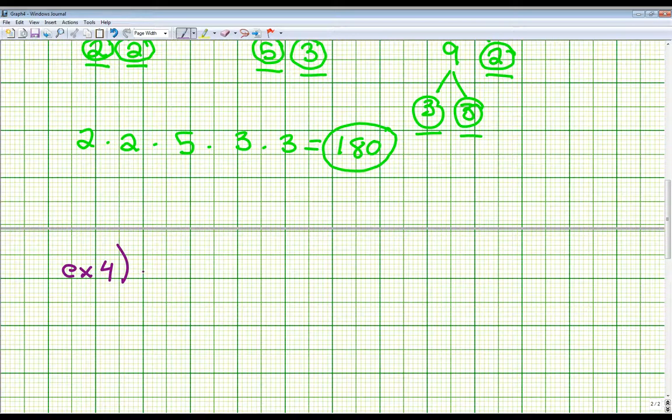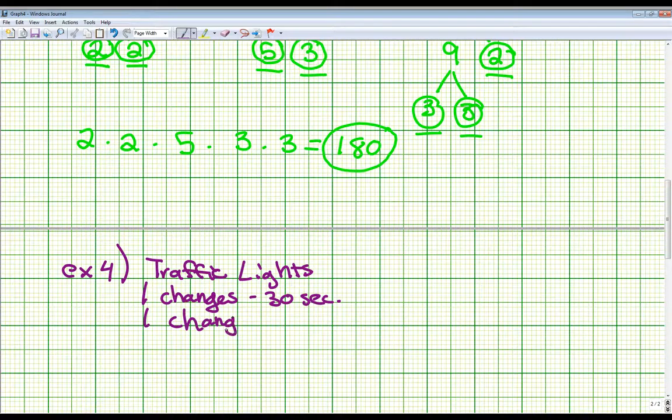So I'm going to write out a little bit of information that they give us. We're talking about traffic lights here, just so that we pull out the important info. One changes every 30 seconds, and one changes every 40 seconds. And so we're trying to find the LCM of 30 and 40.